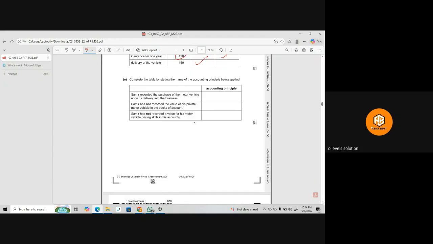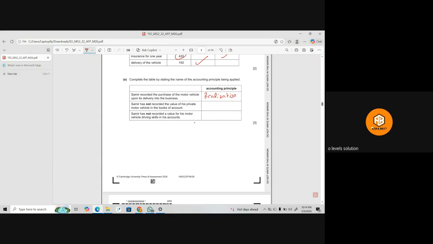Samir records the purchase of the motor vehicle upon its delivery into the business. This is our realization concept. The realization concept says that whenever you purchase the motor vehicle, only at that time you can realize this is your asset. So that's why it's a realization concept.